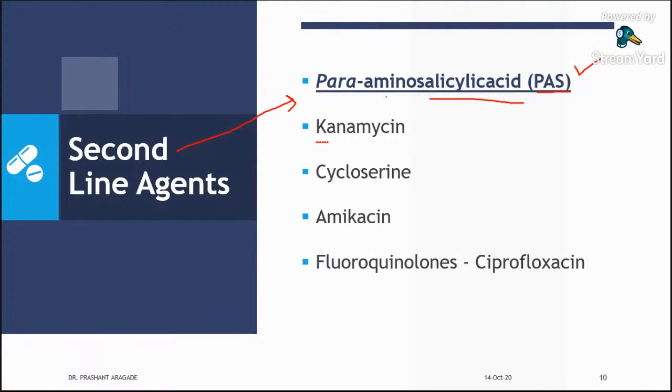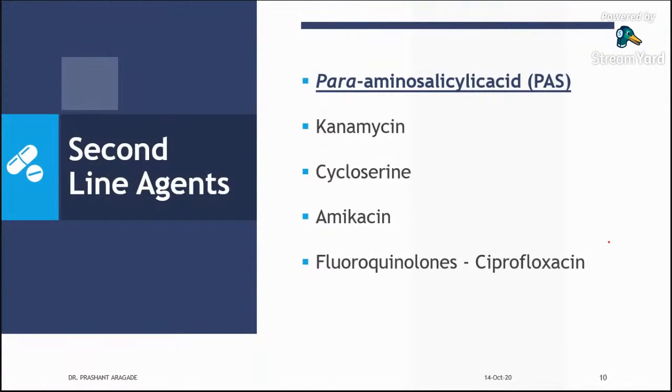Then another example of antibiotics is kanamycin, amikacin. These are the antibiotics useful as antitubercular agents. Cycloserine and fluoroquinolones, for example, ciprofloxacin, norfloxacin, levofloxacin. These drugs are also useful in the treatment of tuberculosis. So these are second line agents: PAS, kanamycin, cycloserine, amikacin, fluoroquinolones. So we have seen first line and second line agents. Now we will start the study of individual drugs.